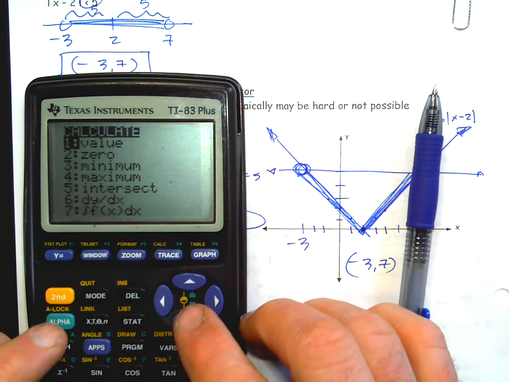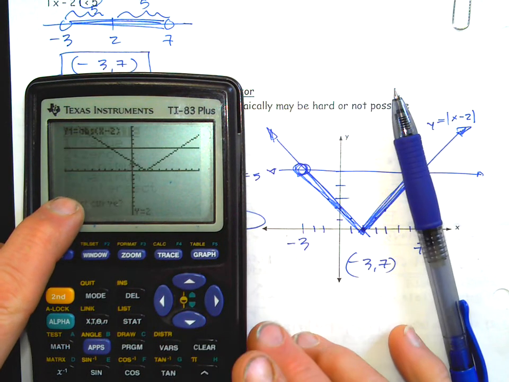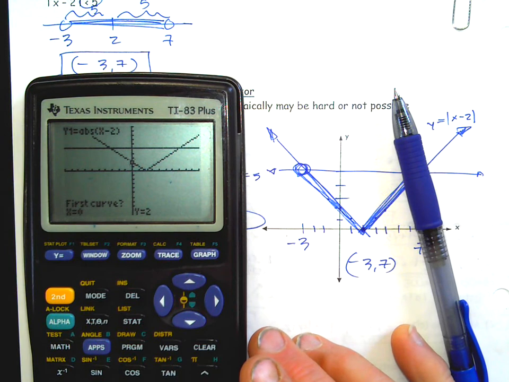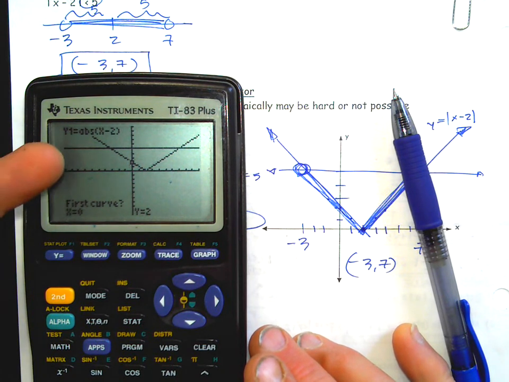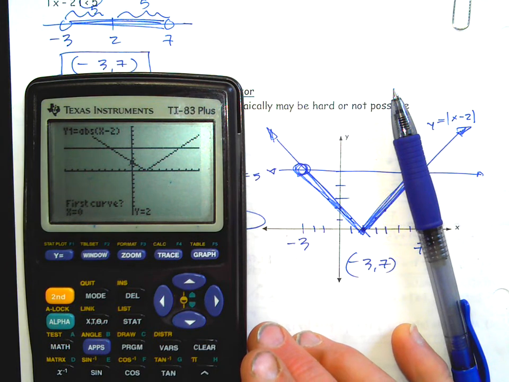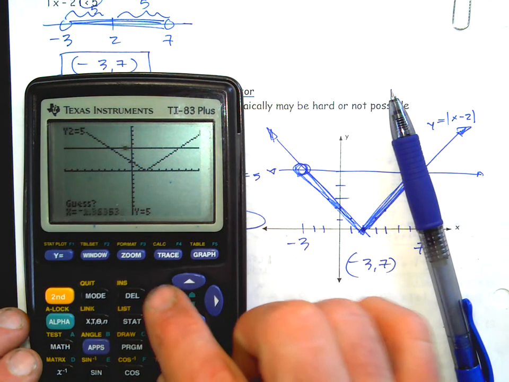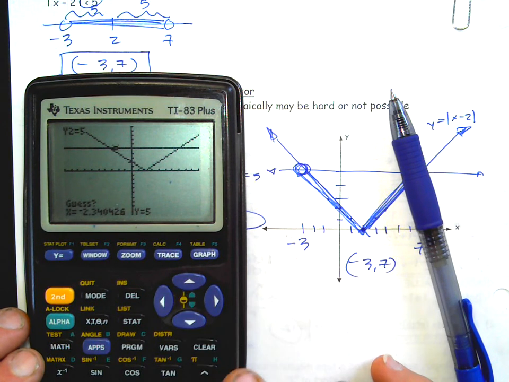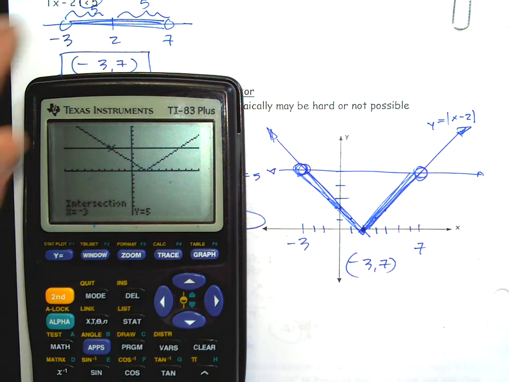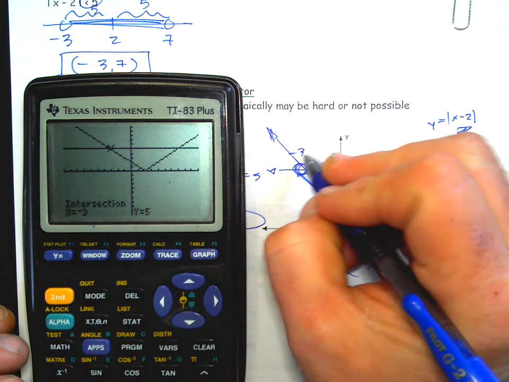Second calc, number 5, intersect. And then you have to tell it what curves you want intersections between, because it can only do the intersection between 2 curves at a time. And I know we only have 2 curves, but sometimes we get 5. So it tells you which one you're on. You hit enter, enter, and then you have to give it a guess, because otherwise it's going to give you the closest one. So you want to get close to it. So it tells you that, -3, 5.